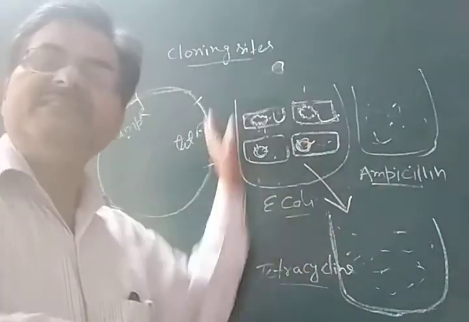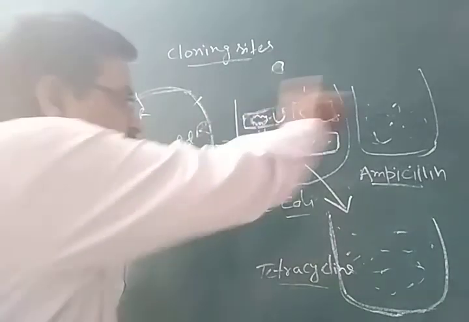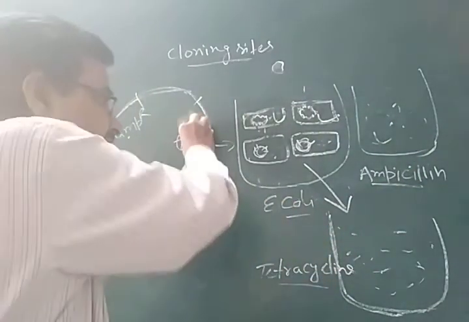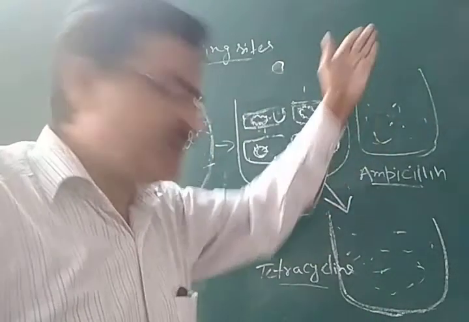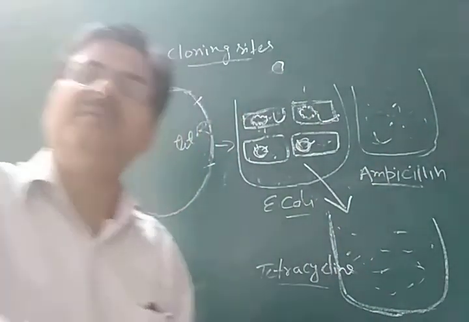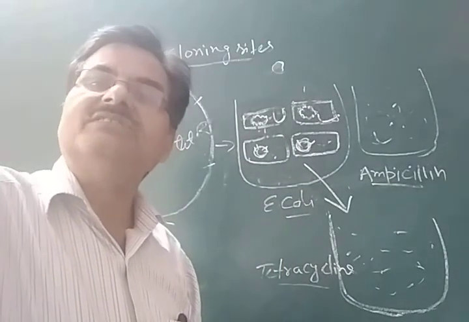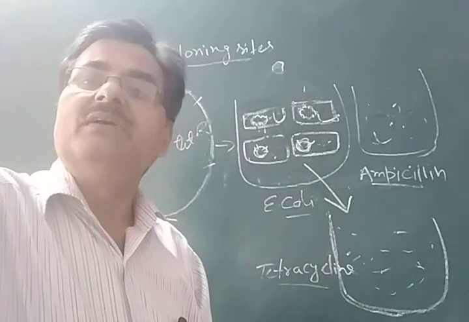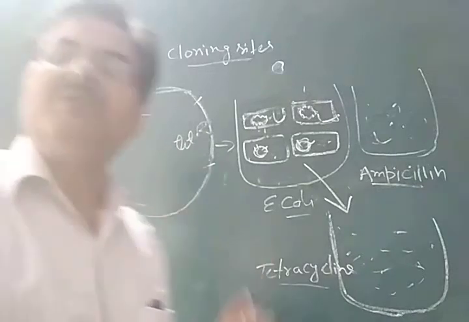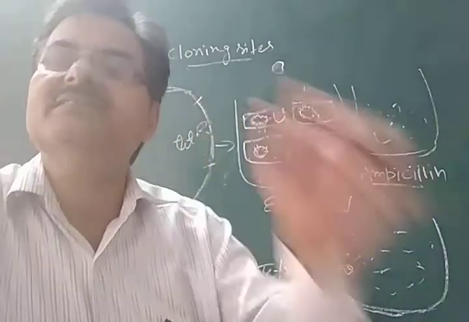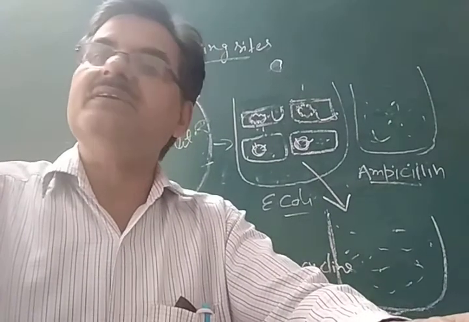But this is a very difficult process, because simultaneously we have to do different procedures. First we do ligation, then transfer to culture medium, then to ampicillin-containing medium, then to tetracycline-containing medium. This is a very complicated process. That's why scientists developed another selectable marker. Antibiotic resistance genes are selectable markers, but now we have different selectable markers.